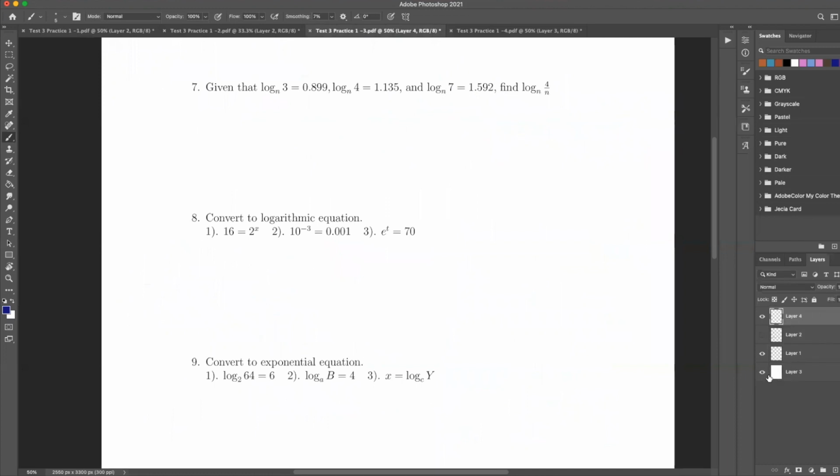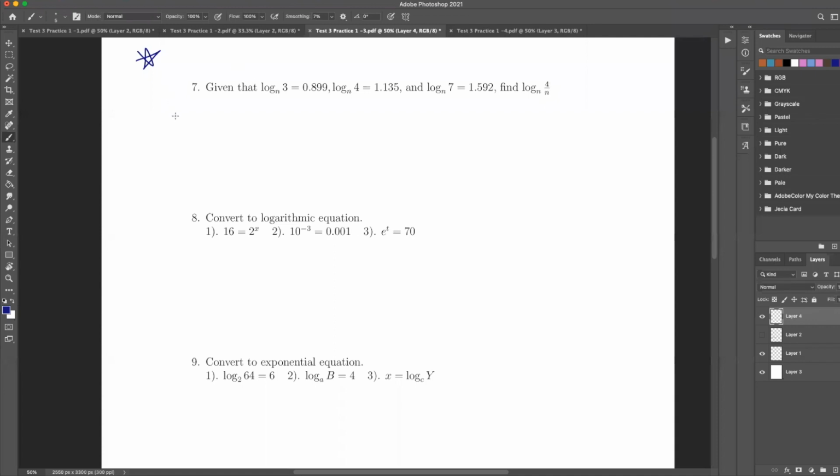All right. So we're on problem 7. So let's just pick up here. Let me zoom in. I'm already zoomed in. Let me put a little star so I know where to start. All right, so here. Given that log base n of 3 is equal to this, log base n of 4 equals this, and log base n of 7 equals this, find log base n of 4 divided by n.